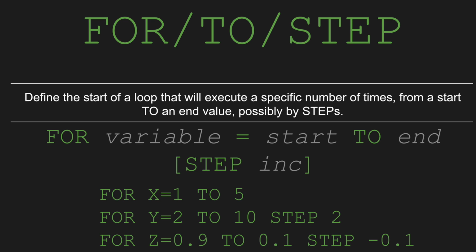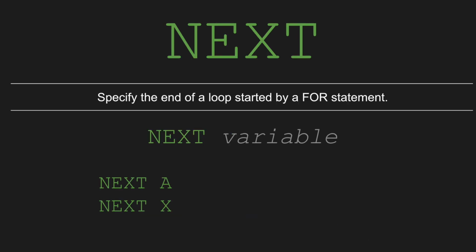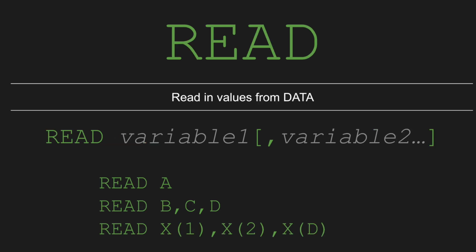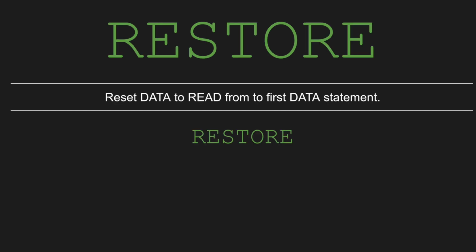For is BASIC's looping statement. You assign a variable to a range of values from a starting value to an ending value. You can also provide a step increment, which can be negative to count backward. Next indicates the end of a loop starting with for. The loop will stop processing after the for's end value is reached. Data provides a way to introduce a large amount of values into a program. Read is used to read those values in data statements into variables. Restore resets the data, meaning the next read will pull from the first data statement in the program.